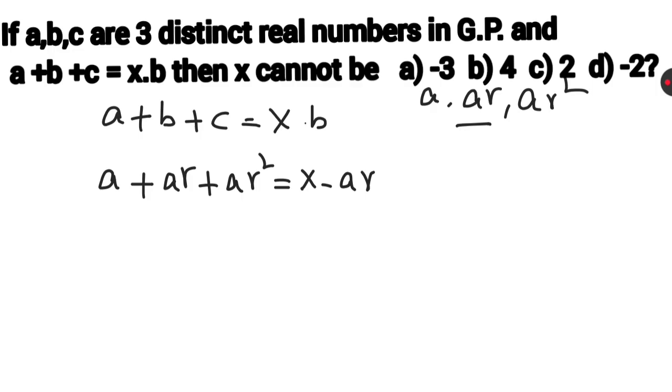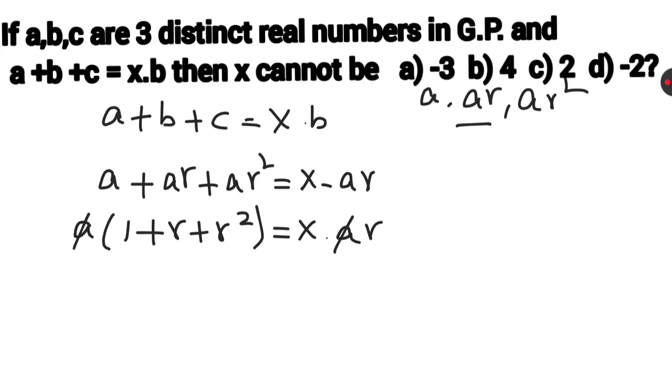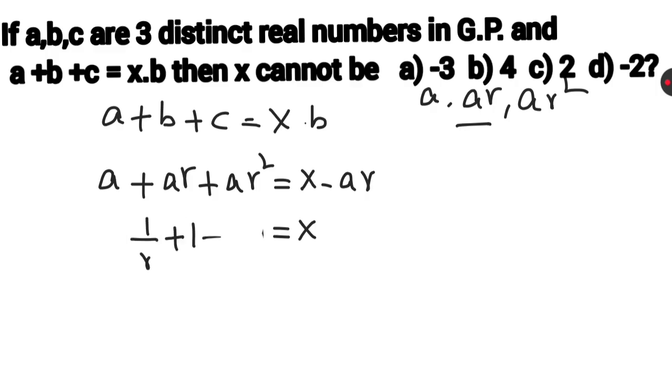In both the terms we have a, so let's take a as common. Then we get 1 plus r power 2, that is equal to x times ar. Here a and a get cancelled, so we are left with 1 plus r power 2 equal to x times r. Now both sides divided by r. Then the right side is left with only x, and in the left hand side we get 1 over r plus r. So this we can write as 1 over r plus r equal to x minus 1. Call this equation 1.